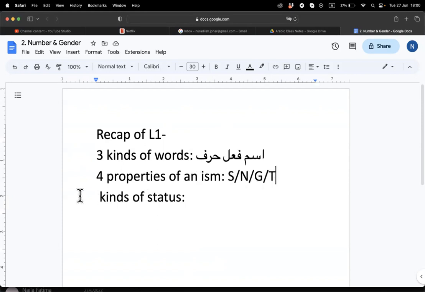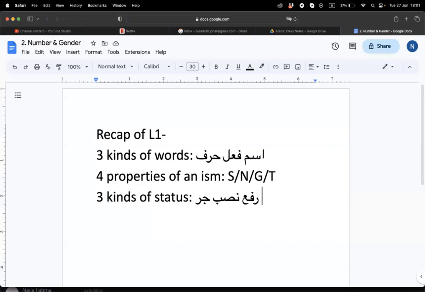How many status do we have? Status we have three. What's that? Rafa, nasab, jar. Good. How do we know? We have two kinds of ways of telling the status: ending sound and ending combination. Which one should we check first?